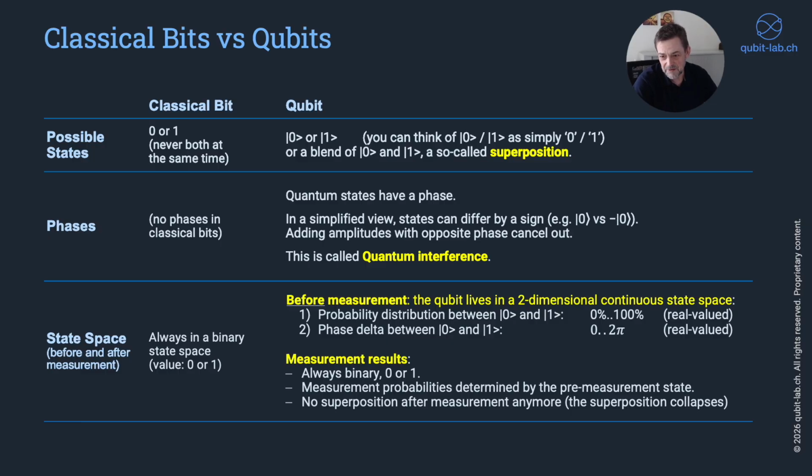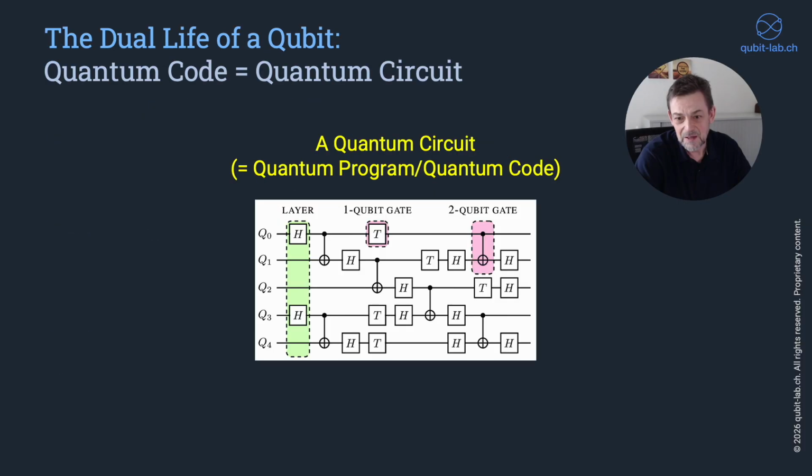And another interesting thing is, after you measured a qubit, the qubit collapses into the state you just measured. You can remeasure it, but you will always get the same result afterwards. So maybe you see it's a little bit different from classical bits, what we have here.